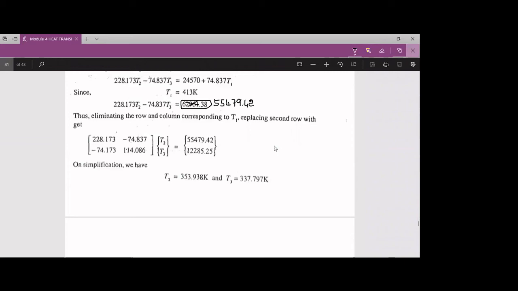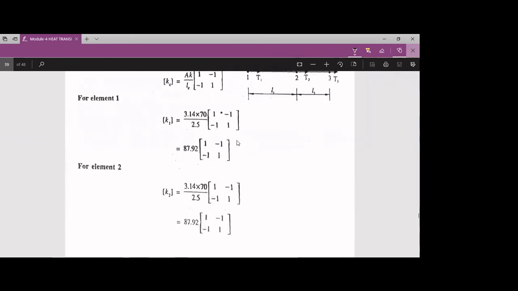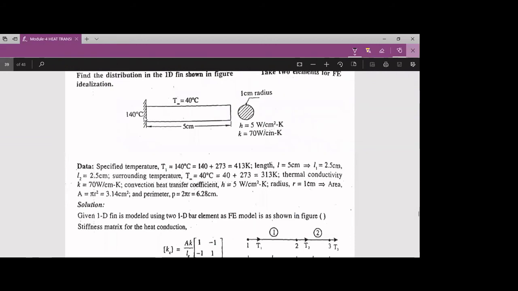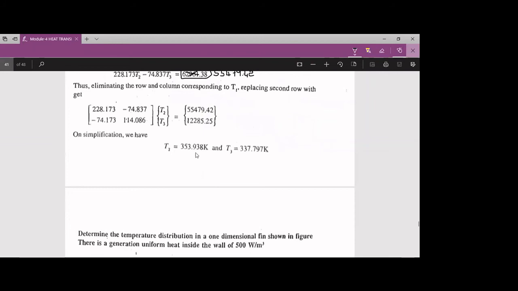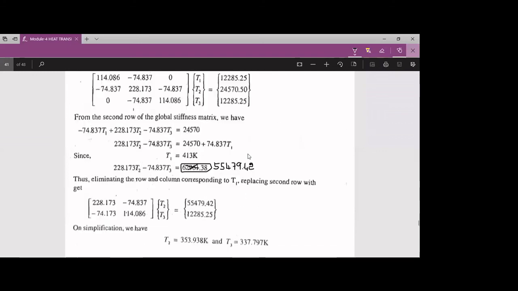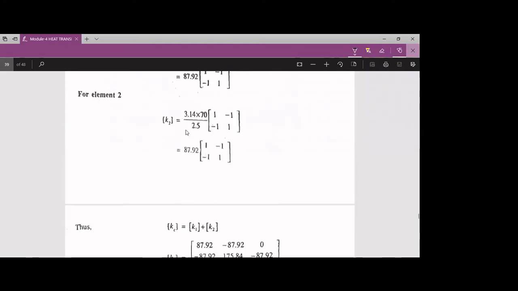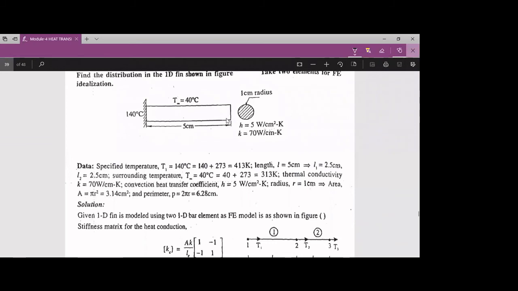You can see from this problem, at node 1 we have got 413 Kelvin. At node 2 we have got 353. At node 3 we have got 337, which means the temperature is going to decrease along the length of the fin, as the heat transfer takes place throughout the length of the element. So this is how we analyze the temperature. We are going to calculate the distribution of the temperature for the fins.